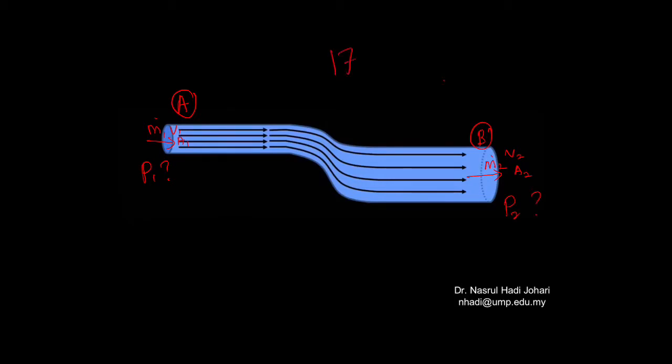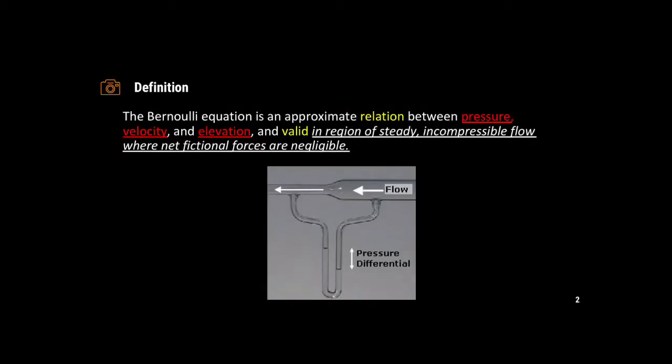In 1738, Daniel Bernoulli, in his book Hydrodynamica, introduced the concept that an increase in the speed of a fluid occurs simultaneously with a decrease in static pressure. In his theory, he explained the Bernoulli equation is an approximate relation between pressure, velocity, and elevation, and it's valid in regions of steady incompressible flow where net frictional forces are negligible.